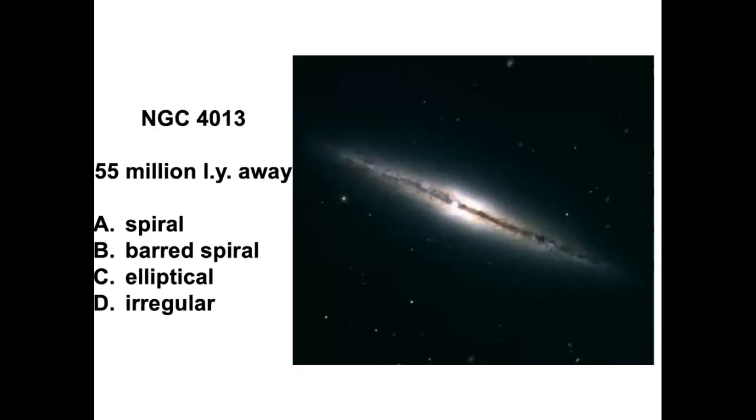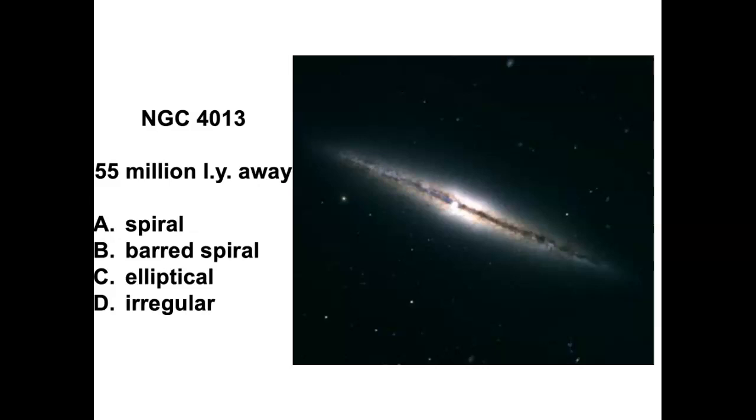Here's a tricky one. What do you think? That's a tough one, right? It's got dust, right? You can see the dust lane in there. So it has dust. If it has dust, you know it's not an elliptical. Is it irregular? Would you say this has a lumpy, random, irregular geometry? No. I mean, it's straight, right? It looks linear. Okay, it looks like it has a regular shape, so it's not D.